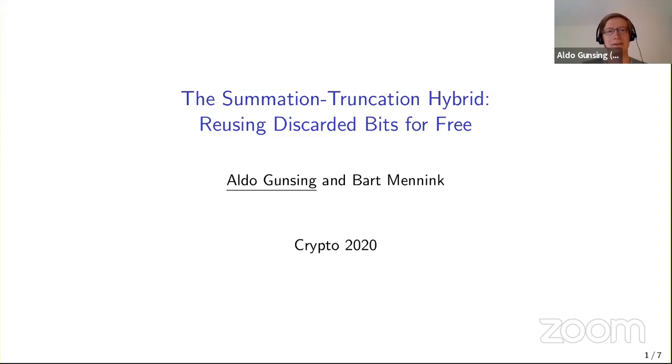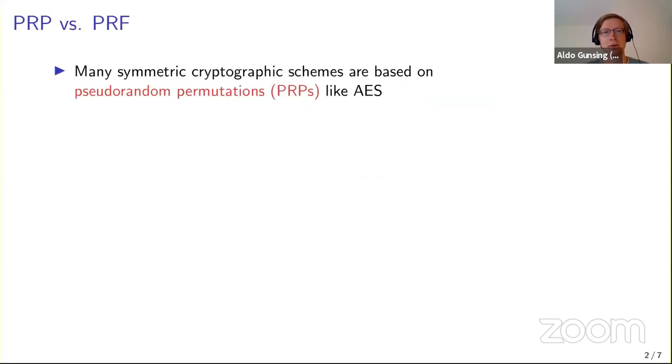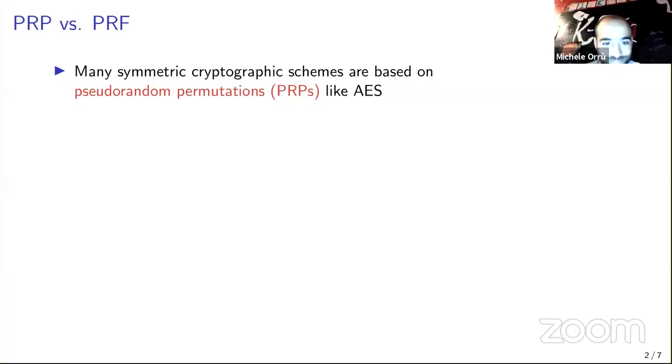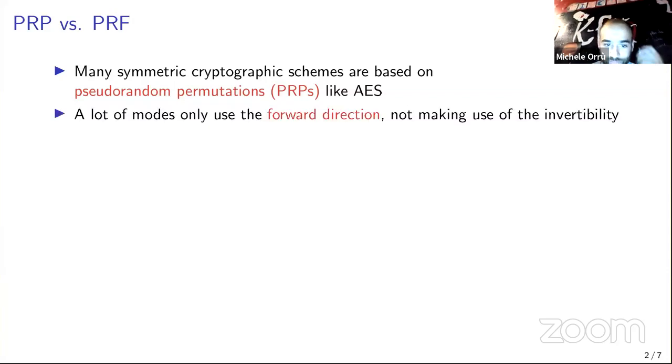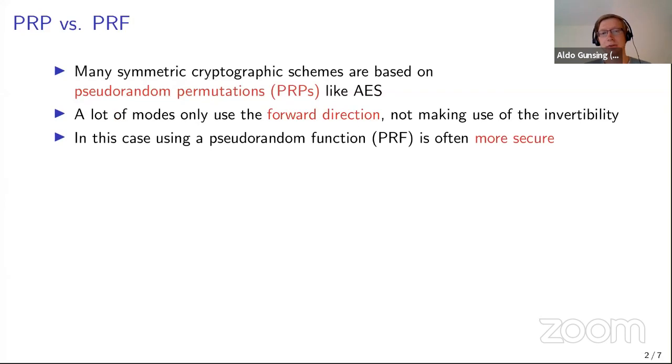Thank you. So my talk will be about the summation truncation hybrid, reusing discarded bits for free. My name is Aldo Grünsing, and this is a joint work with Bart Manning. When we look at symmetric cryptographic schemes, a lot of them are based on pseudorandom permutations, or PRPs, like AES, for example. But a lot of them only use the forward direction of the PRPs and do not make use of the invertibility. So instead, we could also use a pseudorandom function, or PRF.